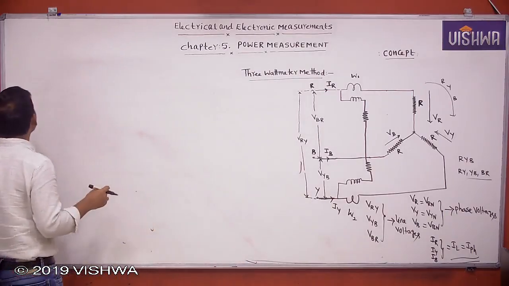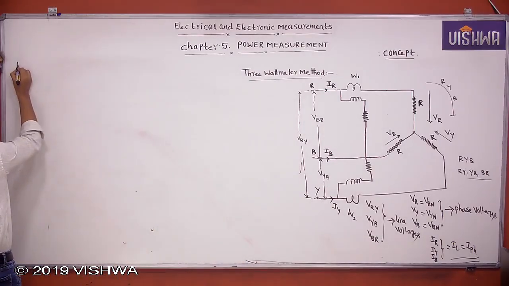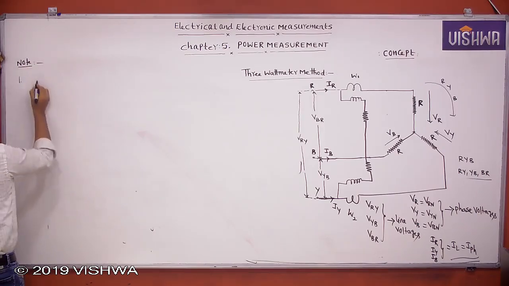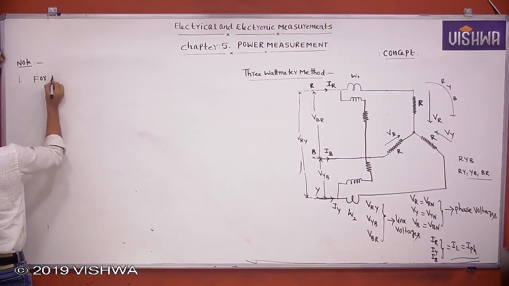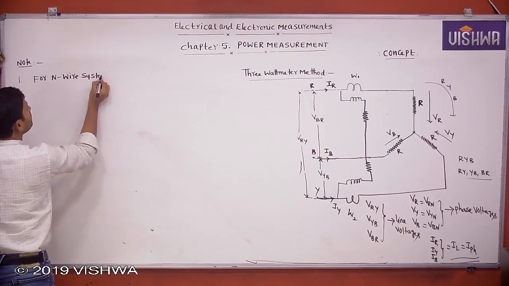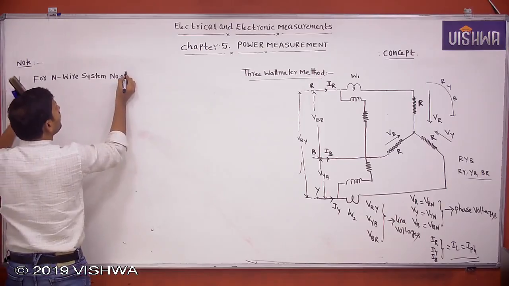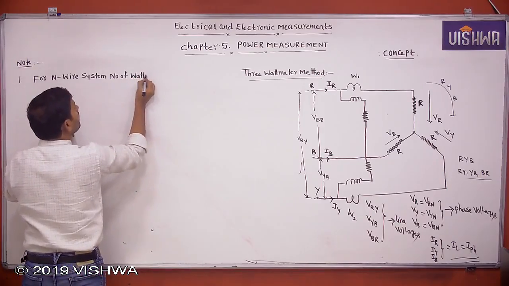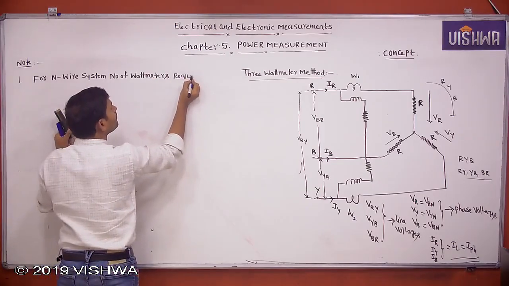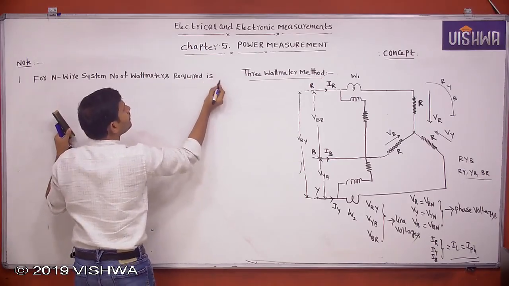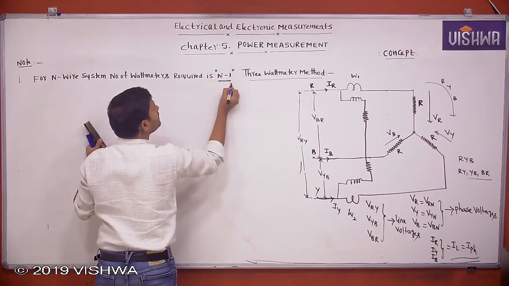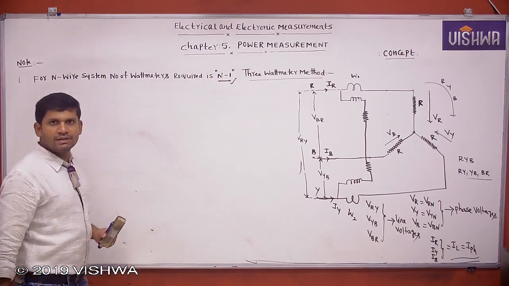How to select the number of wattmeters, you write as a note. This is the selection of wattmeters. First one, for n-wire system, this is a generalized statement. For an n-wire system, the number of wattmeters required is n minus 1. Okay, this is the generalized statement.